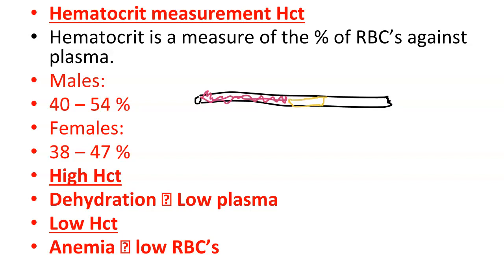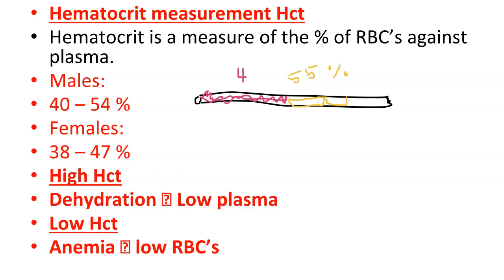Under normal conditions, the percentage of plasma in the blood will be about 55% of the total. The percentage of red blood cells will be about 45% of the total, give or take.